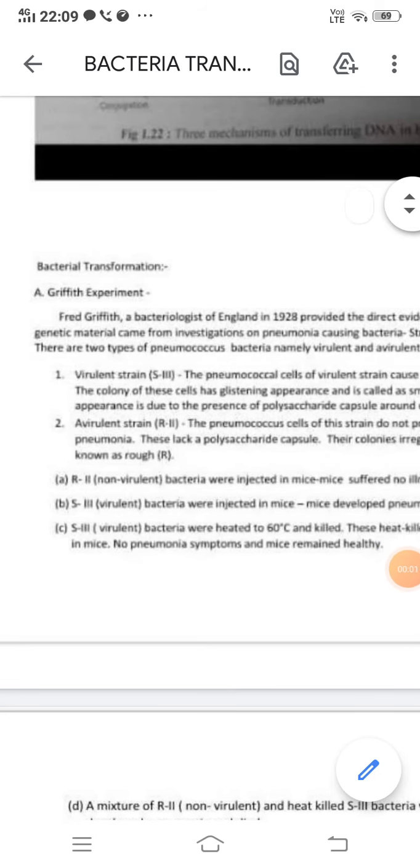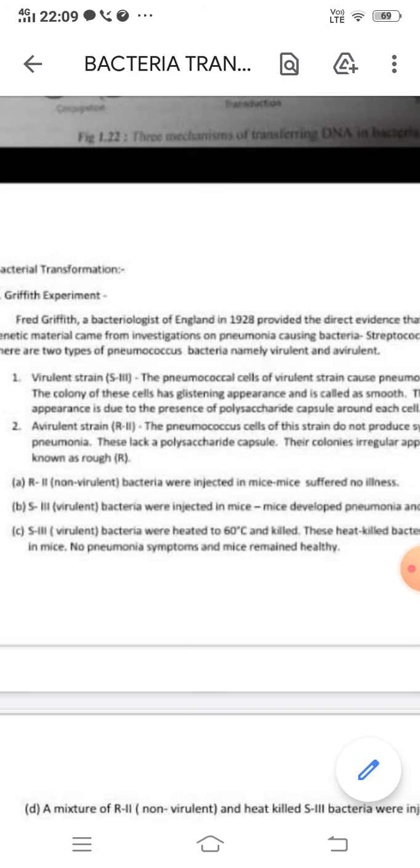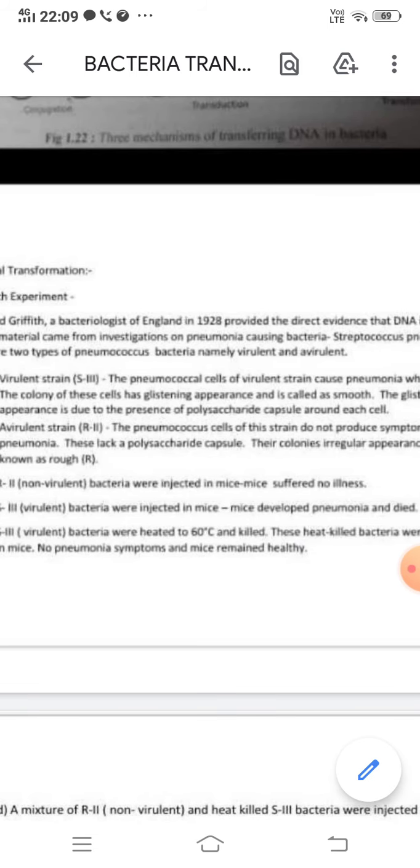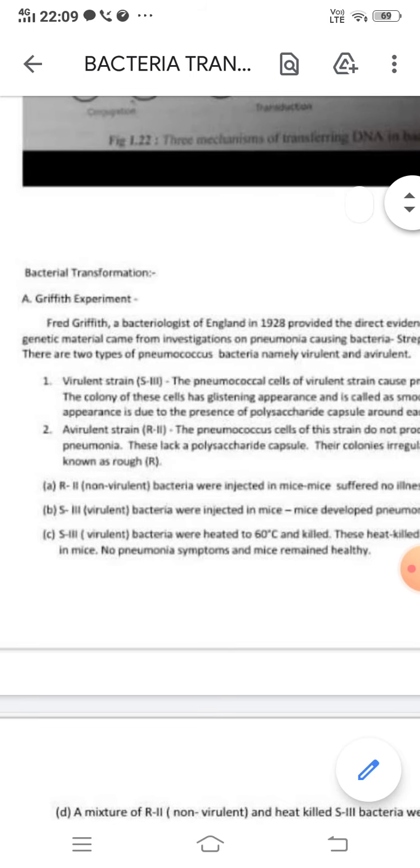The third type of test which was taken was the virulent bacteria. These were heated at 60 degrees centigrade and they were killed. These heat-killed bacteria were injected in mice, and due to this, no pneumonia symptoms appeared and the mice remained healthy.